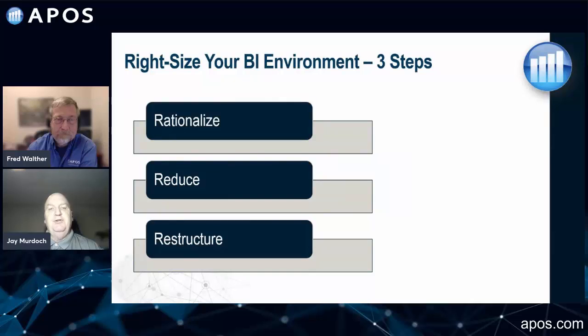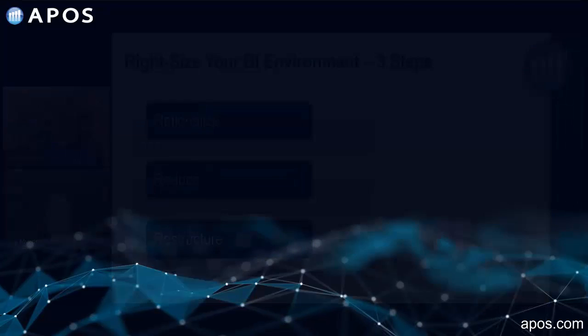So, in order to do that, there's three key steps that an organization has to take. First is rationalizing what you have in the environment, things like the content. Then making sure you can reduce it efficiently to be getting the best return on the investment that you have in BI while maximizing the utilization of your resources. And the third is restructuring. That may be the infrastructure and the licenses, to make sure that you're optimizing your sized environment for your needs.